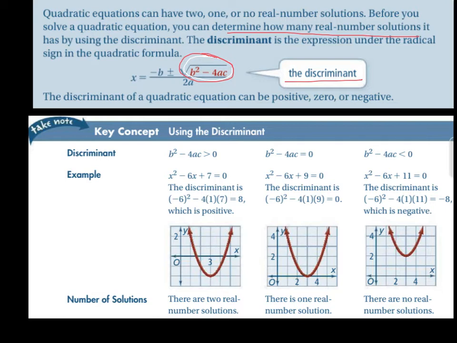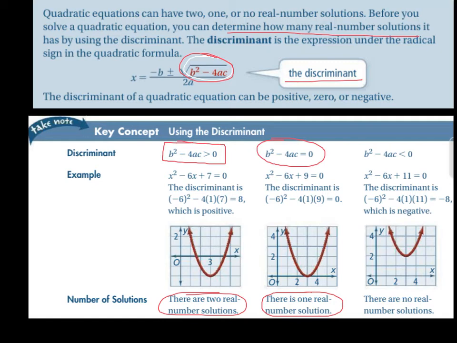So down here in the key concept, we've got a breakdown of how this works. If that b squared minus 4ac is greater than 0, if it's positive, then that tells me that I'm going to have two real solutions. If I were to see the graph, I would know the graph would hit the x-axis in two locations. If I take that discriminant b squared minus 4ac and it comes out to be exactly 0, then that tells me that there's only going to be one real solution to my equation.